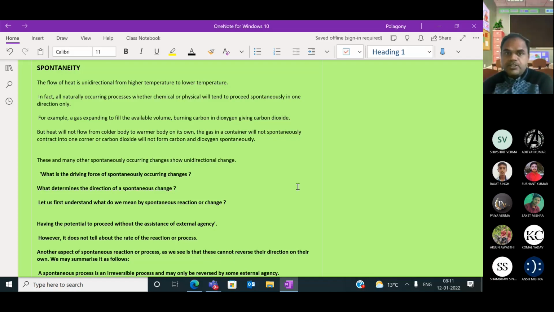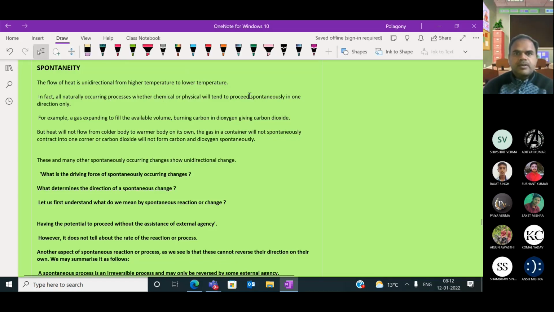From higher temperature to lower temperature. Am I right? That means the transfer of heat takes place from higher hot bodies to colder bodies. Unidirectional. Okay, so according to the first law, the transfer of heat energy takes place.